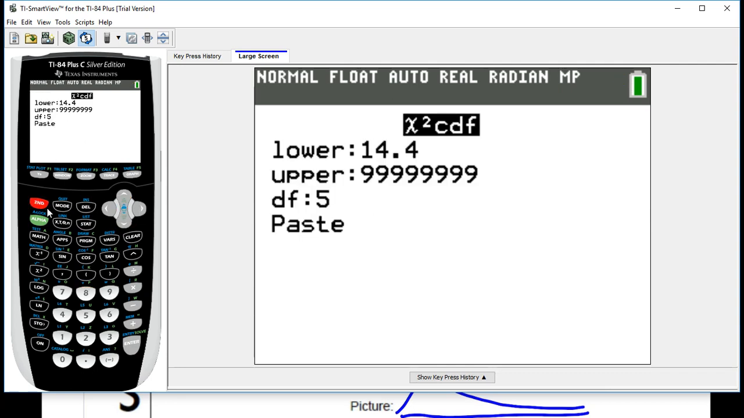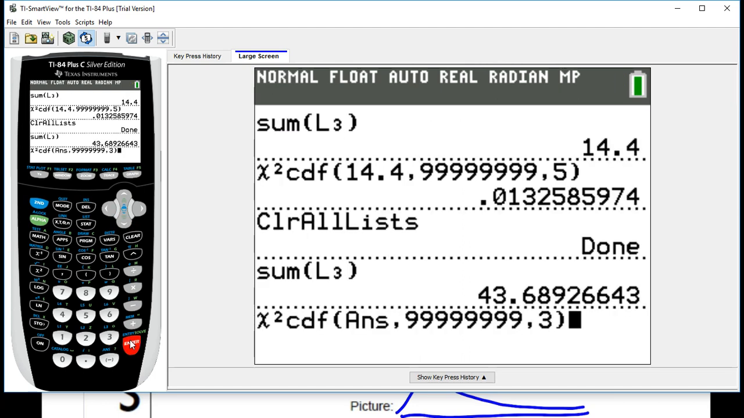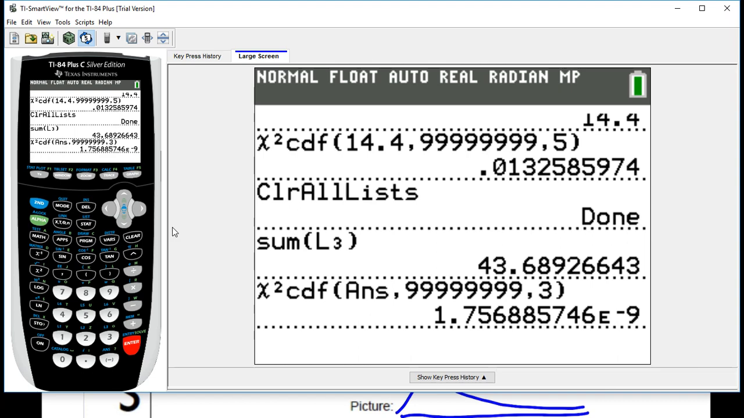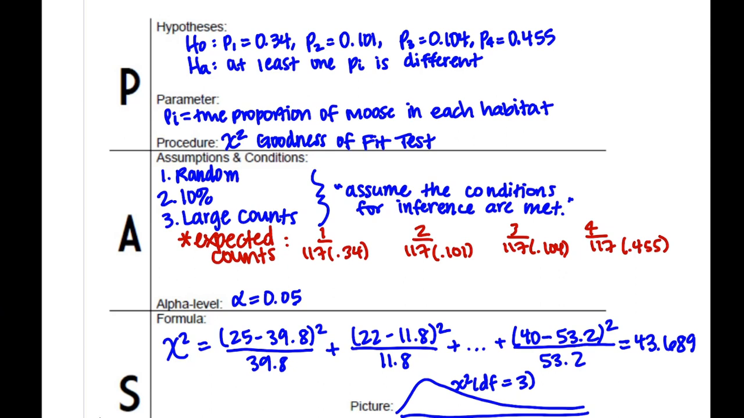And then I could put the answer, or I could type in 43.689, whichever one. And the DF is n minus 1. So 4 minus 1 is 3. Okay, so that's 1.76 times 10 to the negative 9. So that is where I got all that stuff from.